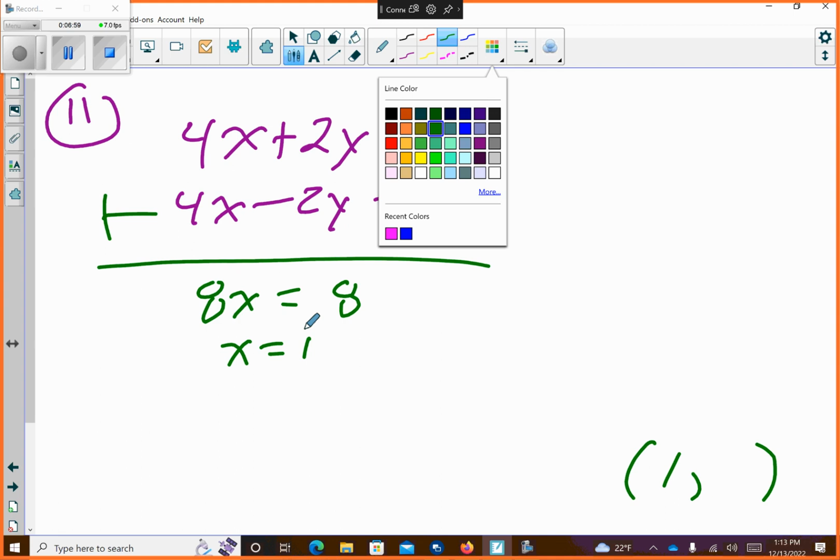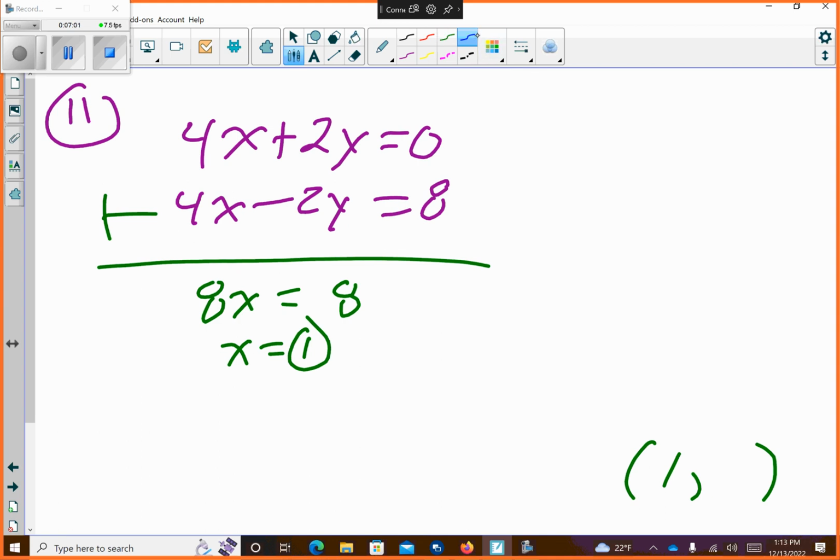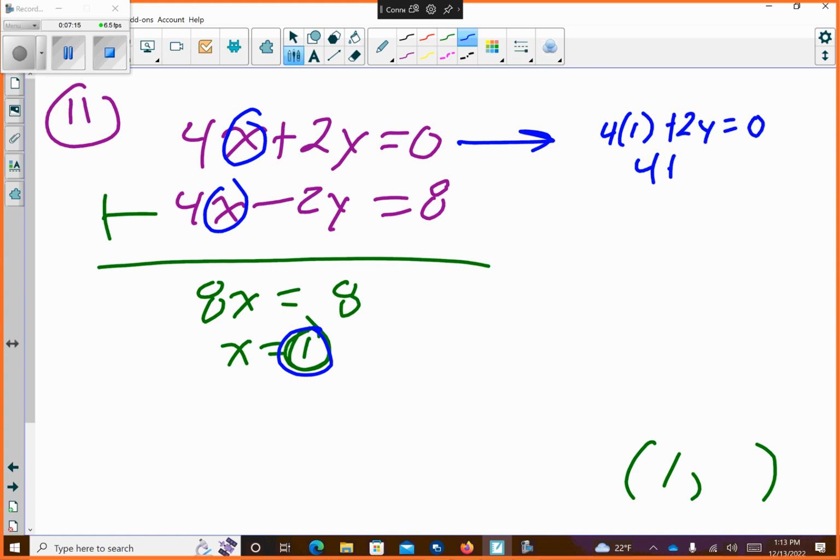All right, I'm going to take this 1 right here, change colors. That 1, I'm going to plug either in the top or the bottom. Doesn't matter which one. Maybe I'll just plug it in the top. So it was 4x. Now it's going to be 4 times 1. So that's going to give me 4 plus 2y equals 0. Subtract 4 from both sides and divide by 2. And there's our answer.